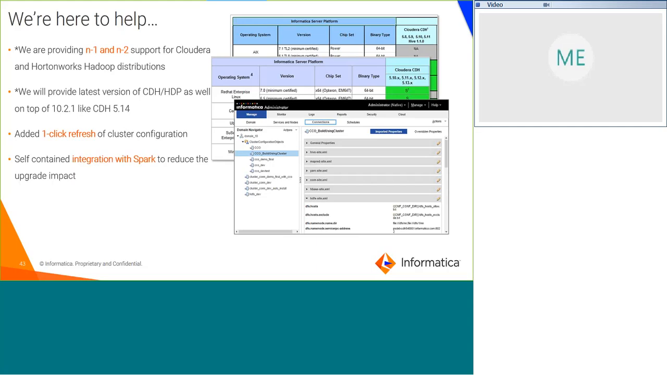And we have also done the integration with Spark. This will reduce the upgrade impact for you, so we have a self-contained integration with Spark. As you have seen from the different features I have described, you can run most of our transformations on Spark. So if you are already running our jobs in Hive on MapReduce in our Hive engine, you can now move those jobs even to the latest Spark engine.